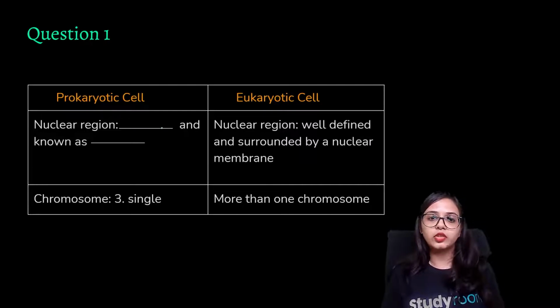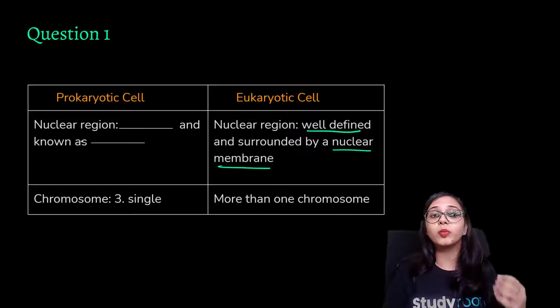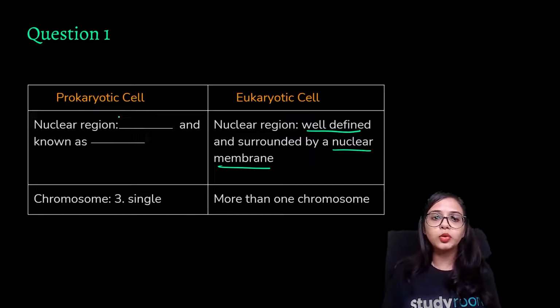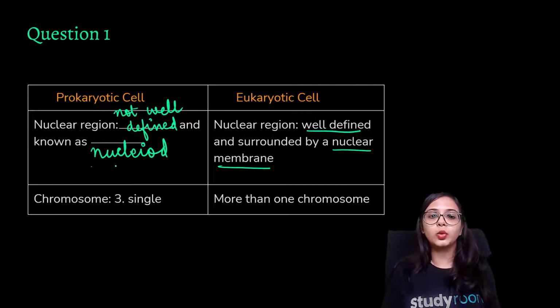Prokaryotic cell: the nuclear region is dash and known as dash. Eukaryotic cell: the nuclear region is well defined and is surrounded by a nuclear membrane. So we know that there are no membrane-bound organelles inside the prokaryotic cell. And we also know that there is no nucleus or nucleolus inside the prokaryotic cell. So the nuclear region in the prokaryotic cell is not well defined. We may say that this undefined nuclear region in the prokaryotic cell is called the nucleoid. Okay.